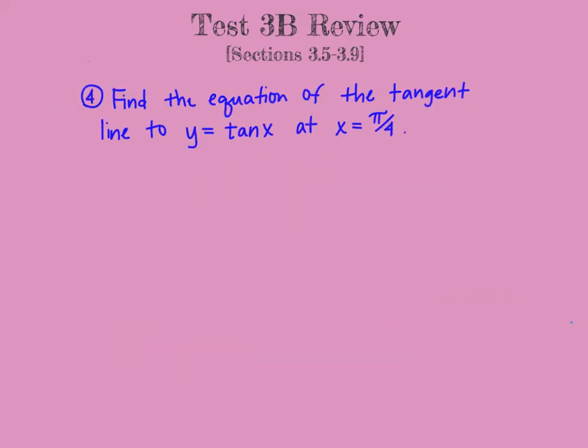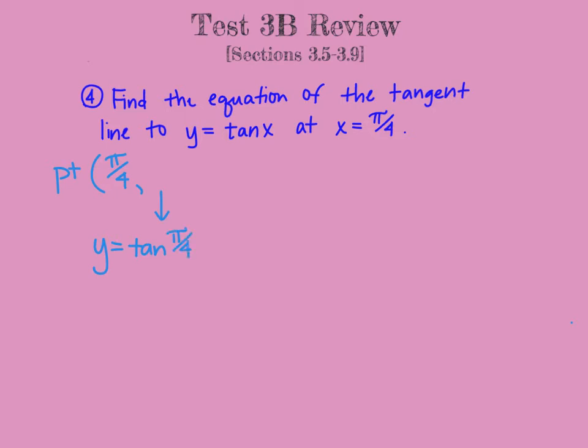For number 4, we want to find the equation of a tangent line to our function y equals the tangent of x at x equals pi over 4. So once again, we'll need our unit circle unless you have this stuff memorized. So we need to find our point and the slope. So our point is pi over 4 for the x value. We need to find the y value. So to find the y value, we plug in pi over 4 to our function.